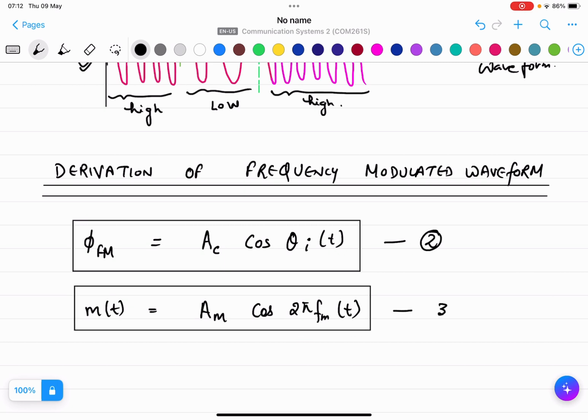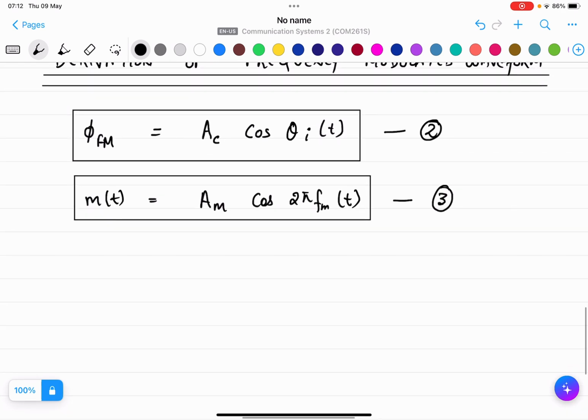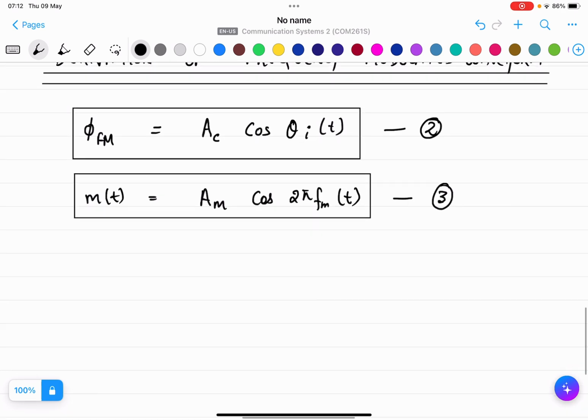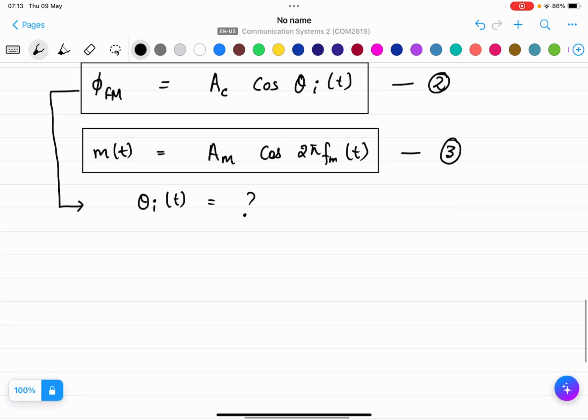Let us say it is equation number 3. So we can take any cos waveform and sine waveform as well. It's up to us. Now we need to derive the formula for this equation. Okay, so how to do it? So first of all, what I will do, I will just find out the value of theta i(t).